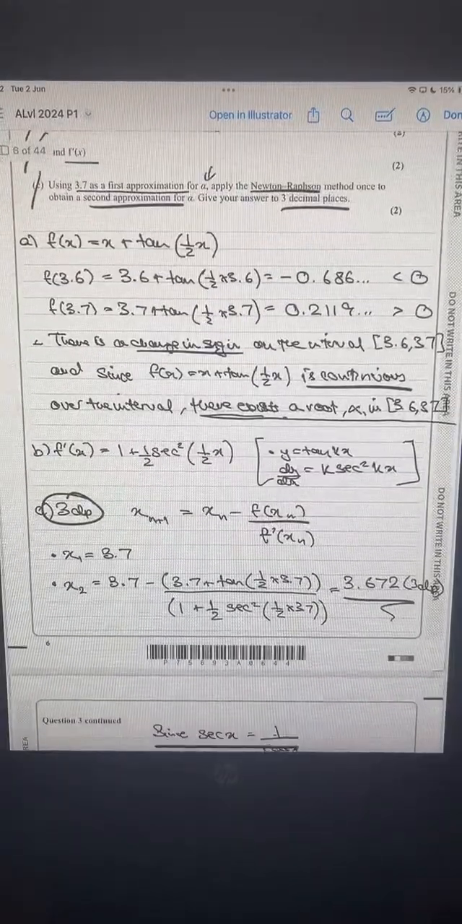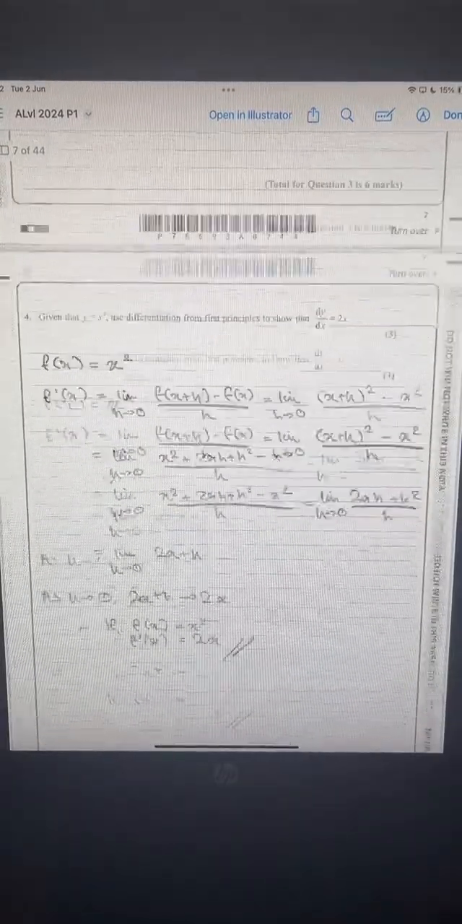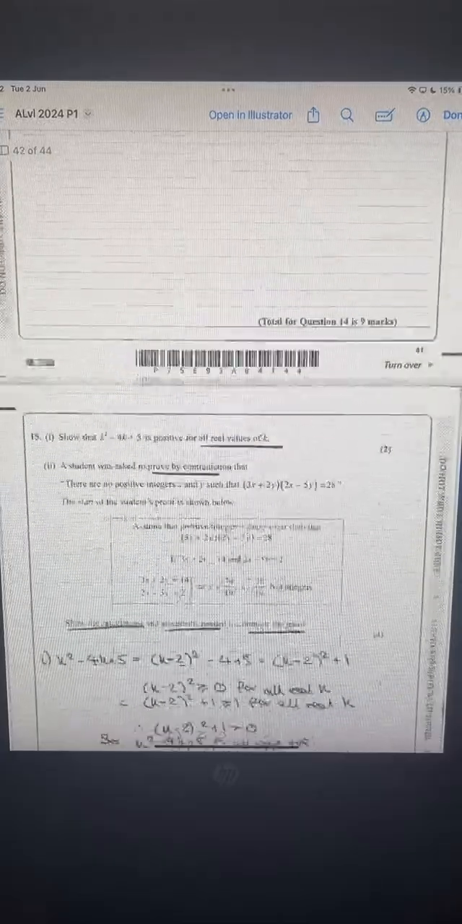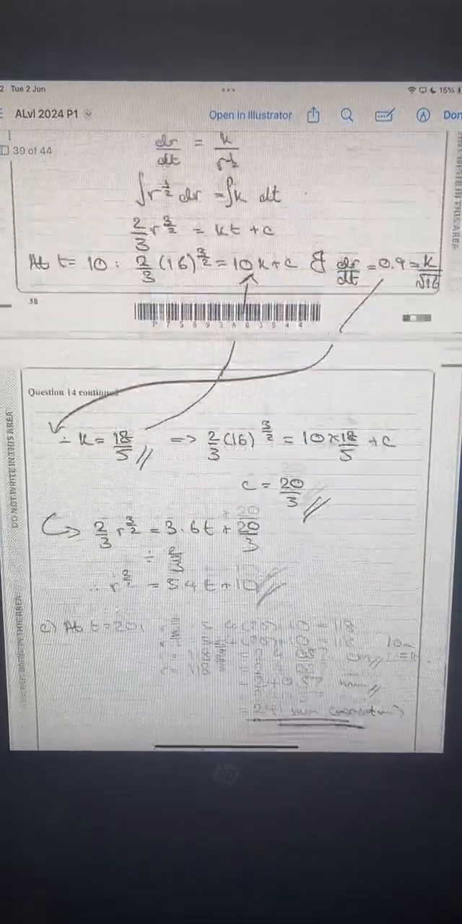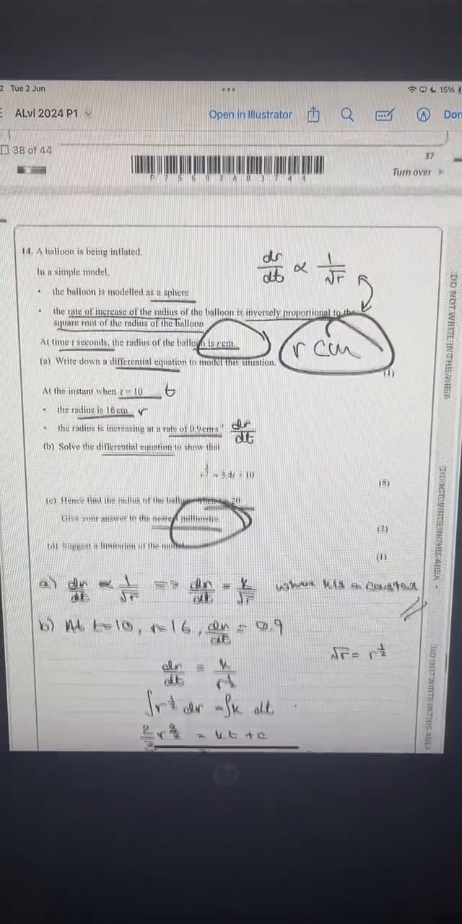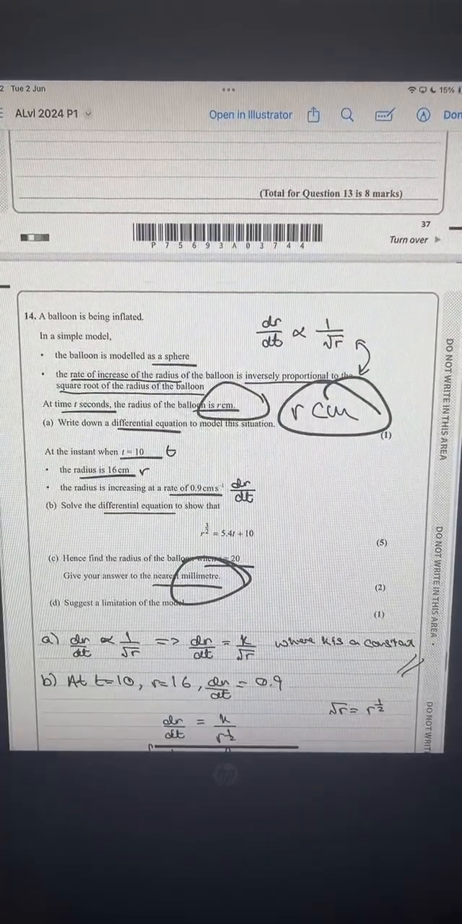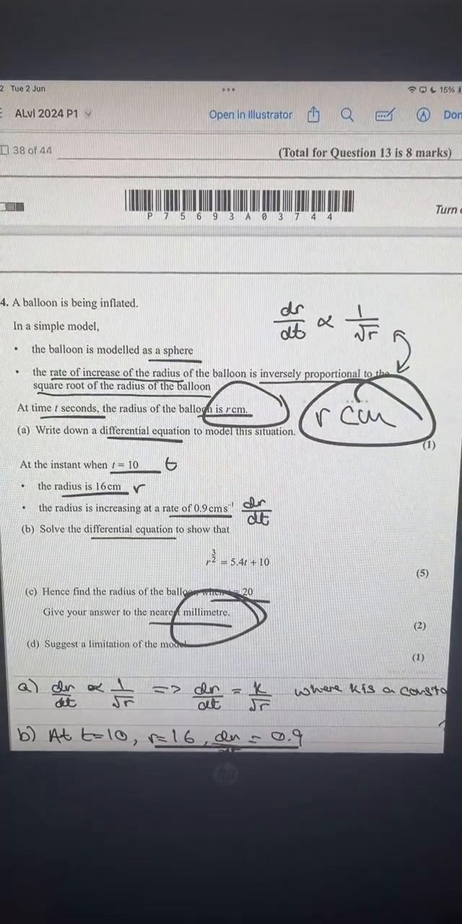So let me just go down to question 14, right? It's a very long paper. Question 14 for part A. The wording, yeah, so just break it up slowly. The rate of increase of the radius is dr by dt. Is inversely proportional. So it's proportional to 1 over something, the square root of the radius. So that square root of the radius is the denominator. That's how you'd work it through.